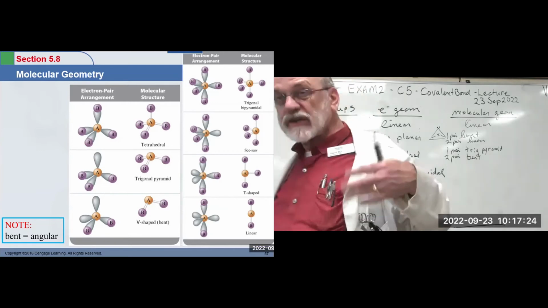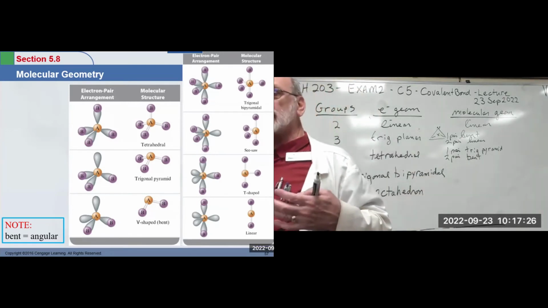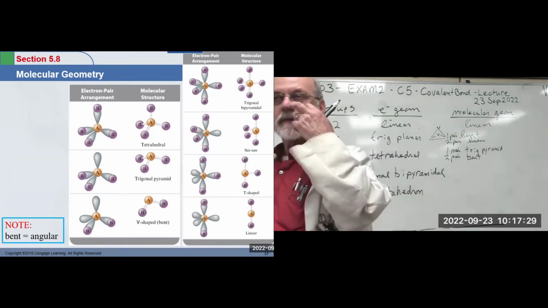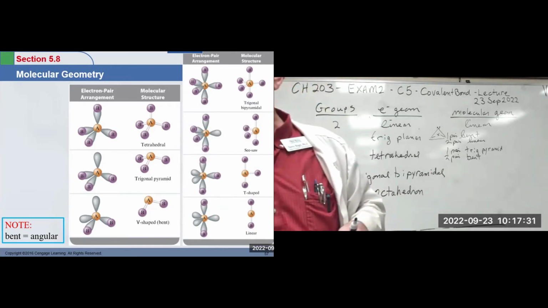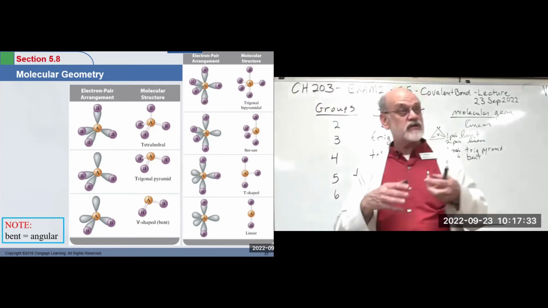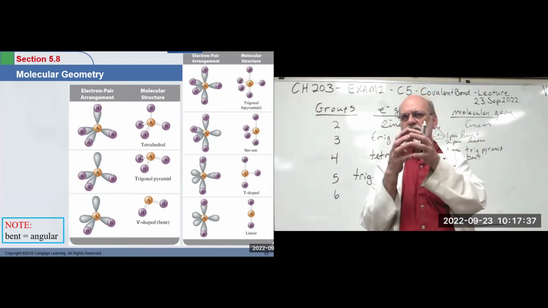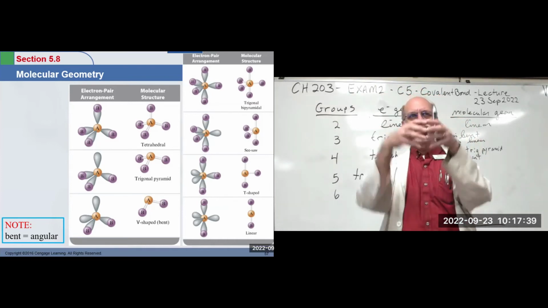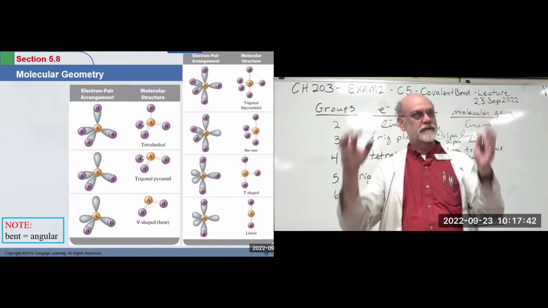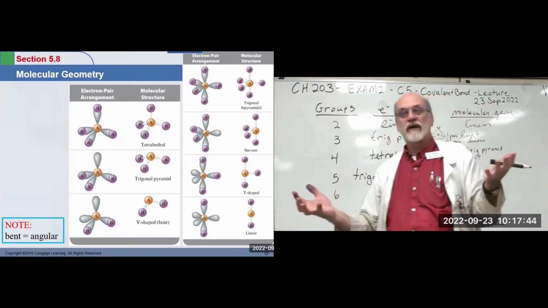Now, logic would have it: how would you get the electrons farthest apart? Remember, when electrons are not in a bonding arrangement, what do they tend to do? The bonding confines them. If they're not bonded, they tend to balloon. There's nothing holding them there.